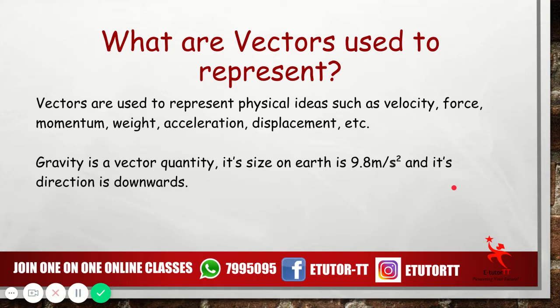What are vectors used to represent? Vectors are used to represent physical ideas such as velocity, force, momentum, weight, acceleration, displacement, etc. Gravity is a vector quantity. Its size on Earth is 9.8 meters per second squared, and its direction is downwards.